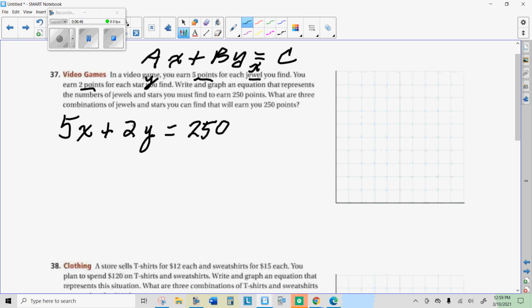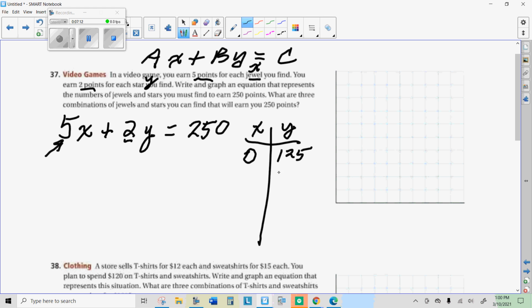And it says, what are 3 combinations? Two of those 3 combinations I suggest you find are the easy ones. At least I think they're easy. What if you don't get any joules? You find all stars. How many are there? To figure that out, you get 2 points for each star. You ignore this because that's 0. So you just do 250 divided by 2, which is 125.